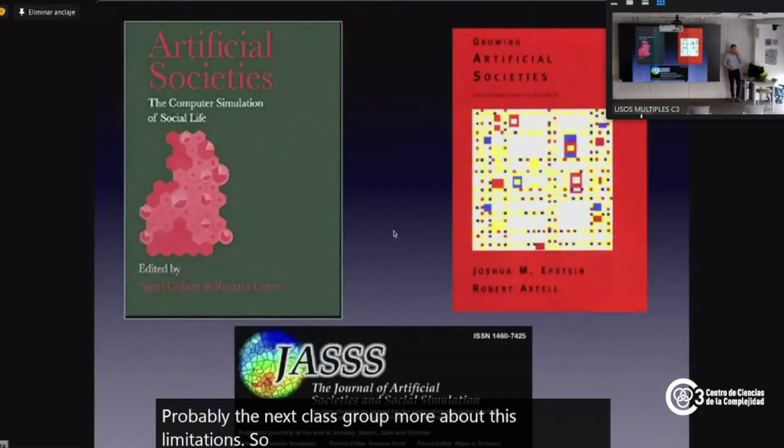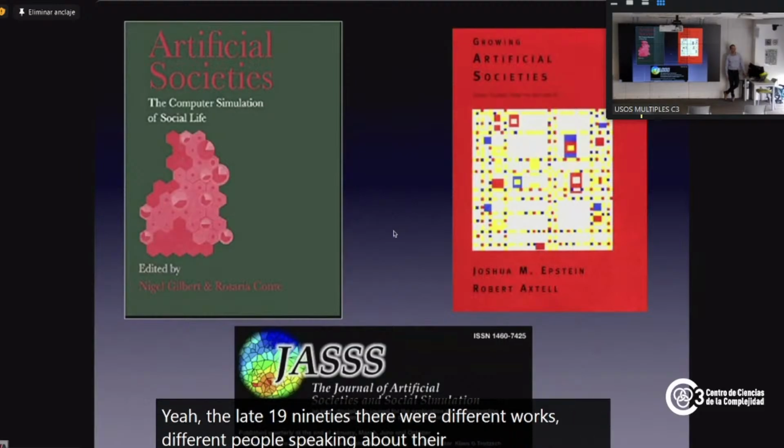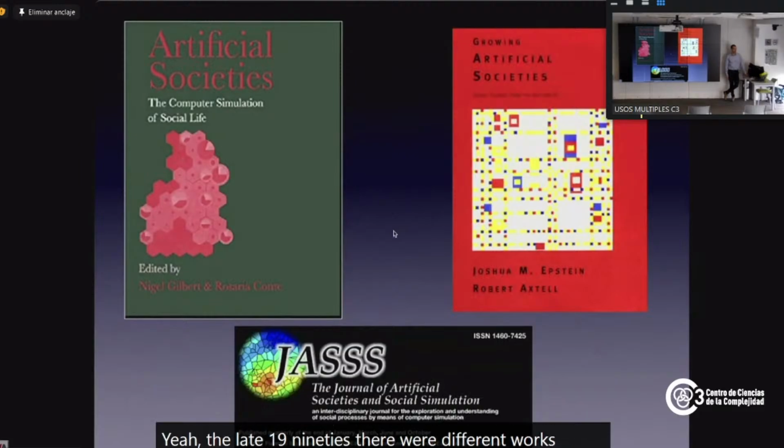So already in the end of last century, in the late 1990s, there were different works by different people speaking about artificial societies. Actually, the term "artificial" was very popular in the last century.